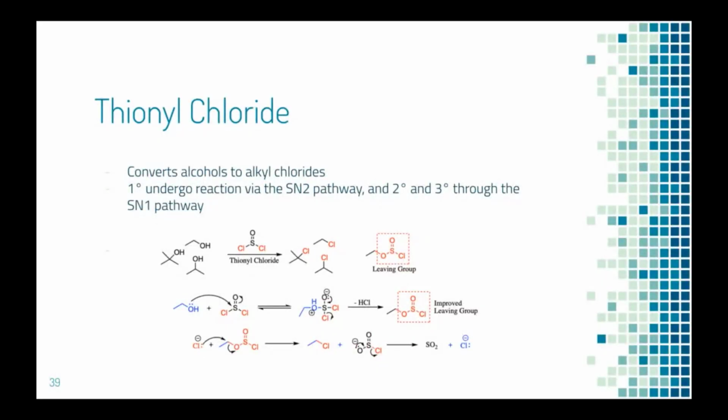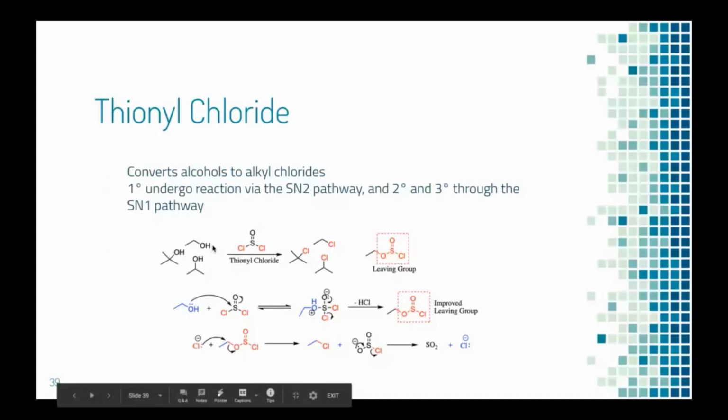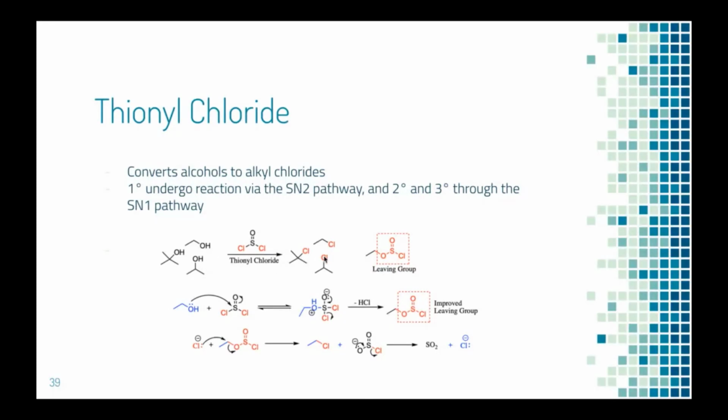Next, I want to talk about thionyl chloride. So this converts alcohols to alkyl chlorides. And so the primary alcohol will undergo the reaction via the SN2 pathway, and then the secondary and tertiary through the SN1 pathway. And so it's quite similar to the reaction I just showed you guys, except the difference is now you can react the tertiary alcohol. So that is a difference for this one. As you can see here, all the alcohols are just essentially replaced with chlorides. So that is certainly a helpful mechanism as well.